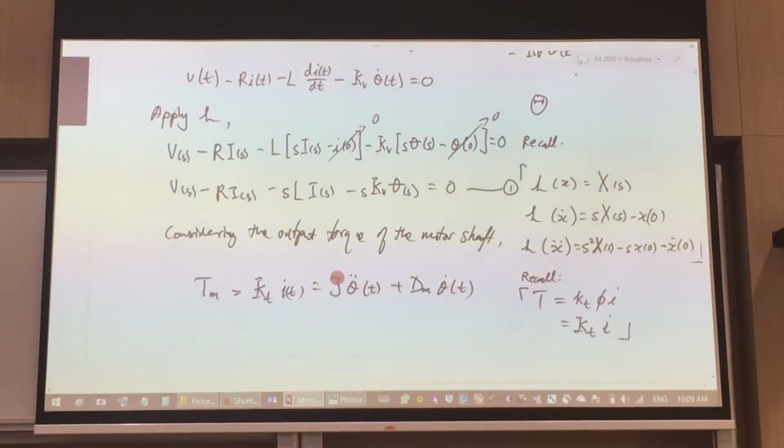What are those J and D? Previously, I'll just write this. Previously, it was written as I, and this one previously was written as V. So this one is for your motor and load inertia, and that one is for your viscous damping.